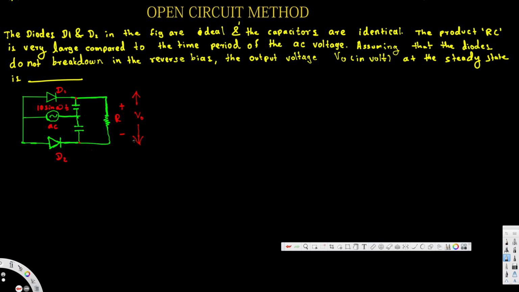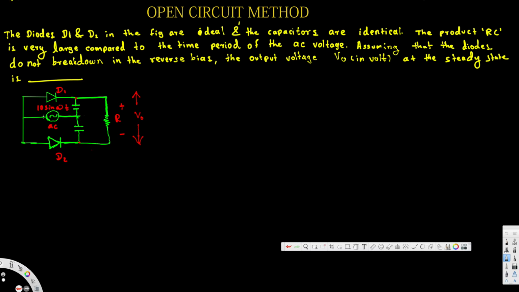What's going on, guys? Let's look at an example on the open circuit method. Here the question is asking: the diodes D1 and D2 in the figures are ideal and the capacitors are identical. The product RC is very large compared to the time period of the AC voltage. Assuming that the diodes do not break down in reverse bias, the output voltage VO at the steady state is what? So here the question is asking for the VO voltage, okay?